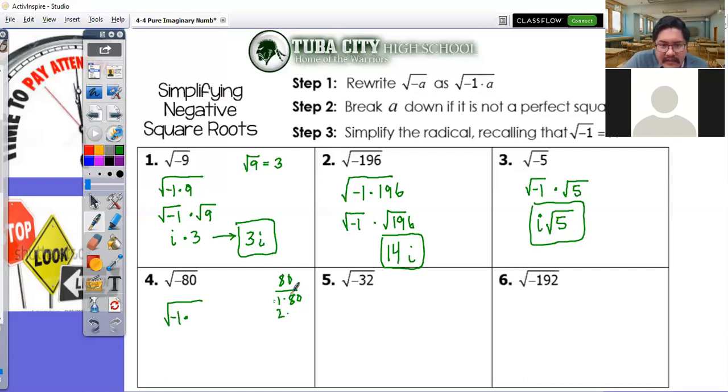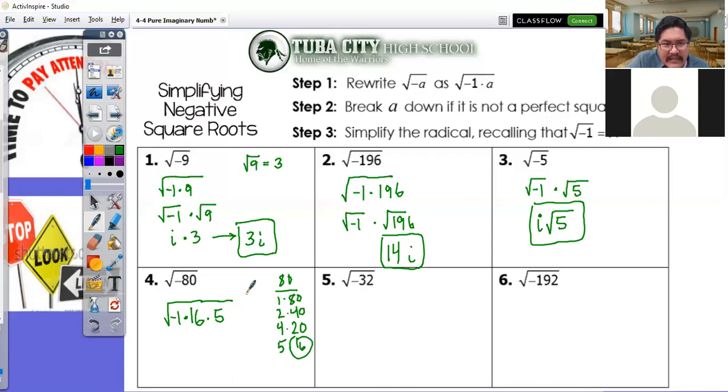And 5 times 16. And 16 is a square number, so I'm going to put 16 in there. 16 times 5. Extend that thing out. And now I'm also going to start taking numbers out of the radical.